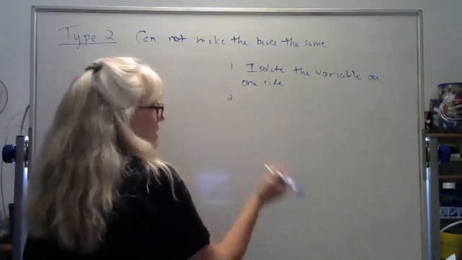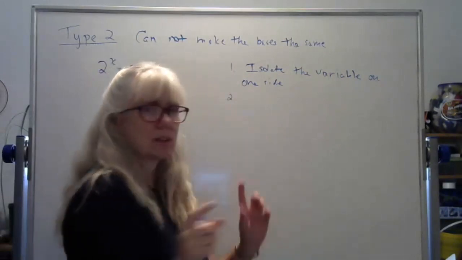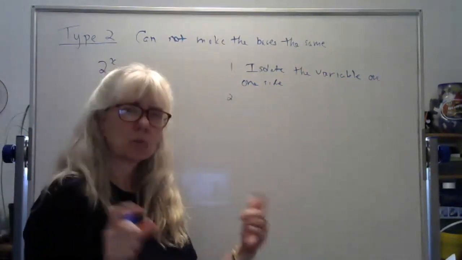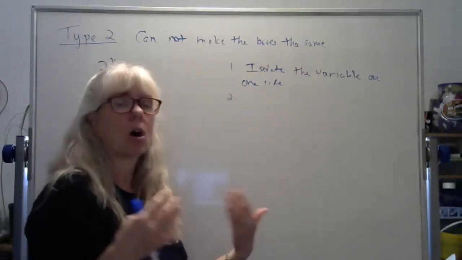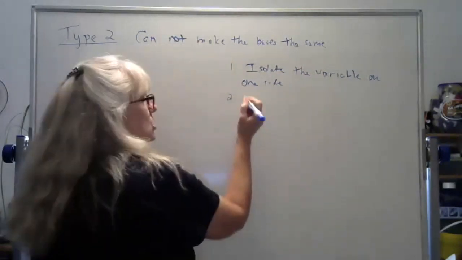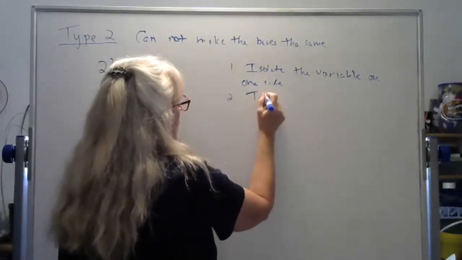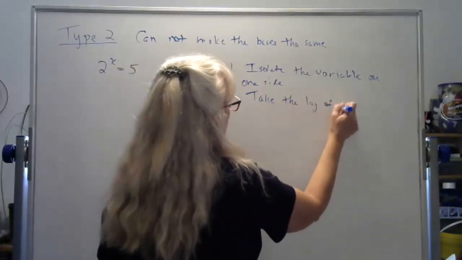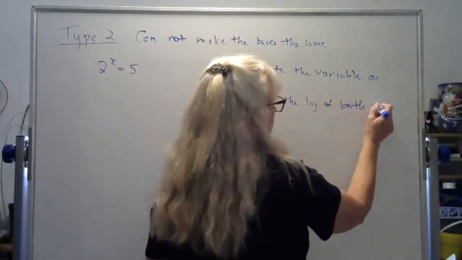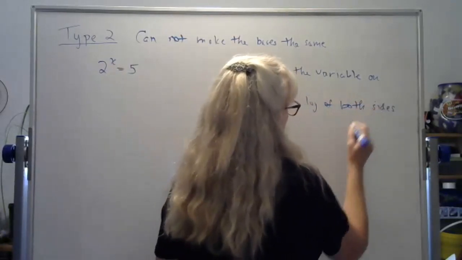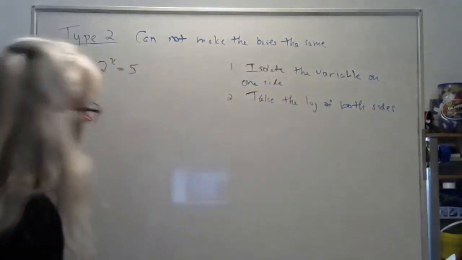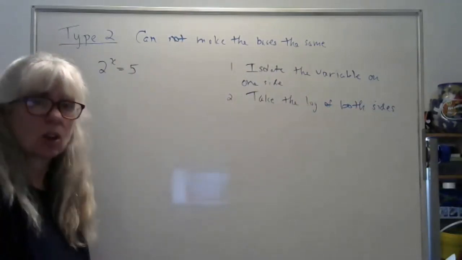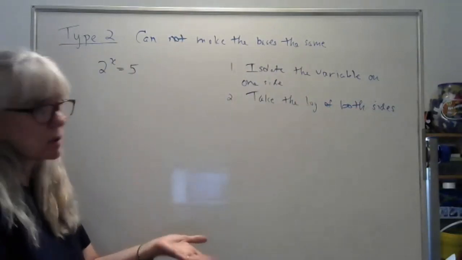Step 2, once we've done that, you can call this two different things. You can either say that you're switching forms. I prefer to take the log of both sides because I think that's easier to do. So we're going to come in and take the log of both sides, which we've never done before, but because the log is an operator, you can do it to both sides.